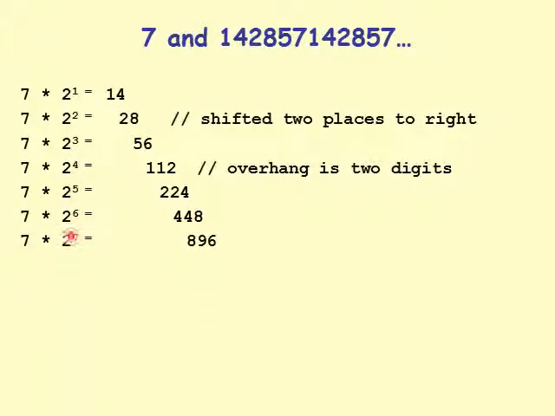Double again: 7 times 2 to the power 7 is 896. The 8 is aligned with 8, and 96 is to the right of 8. The eighth power of 2, which is double the previous one, gives 1792.